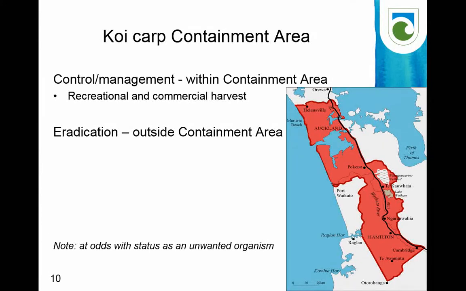but outside the containment area, the goal for koi carp management is eradication. I'd just like to note that when koi carp were first detected in the South Island back in 2000, the department declared them an unwanted organism under the Biosecurity Act, and that now sits slightly at odds with the management of koi in the containment area. But it gave us powers to enter private property and to deal with the incursion in the South Island, which is why we went down that path.